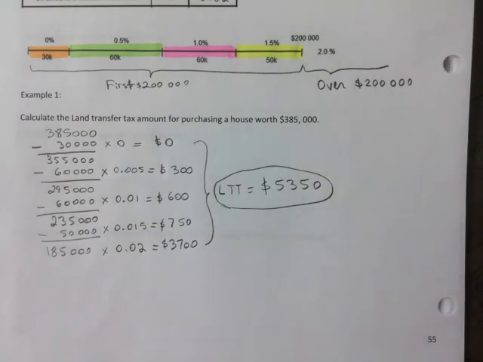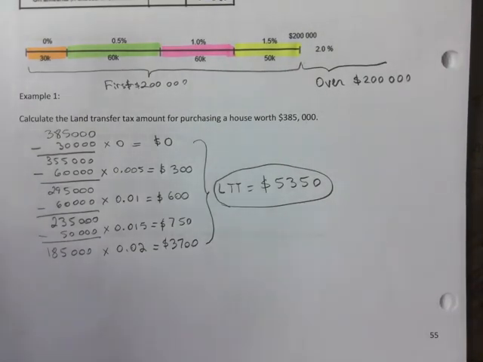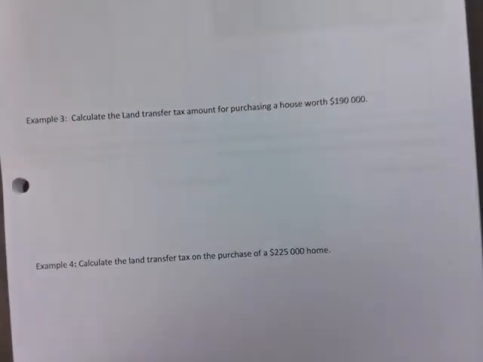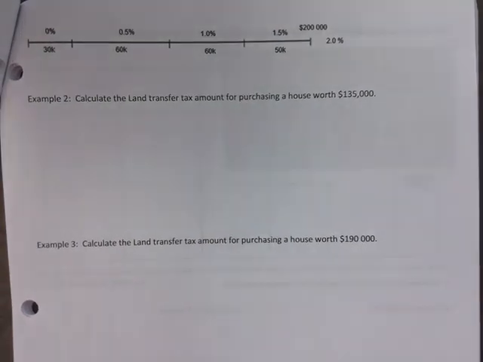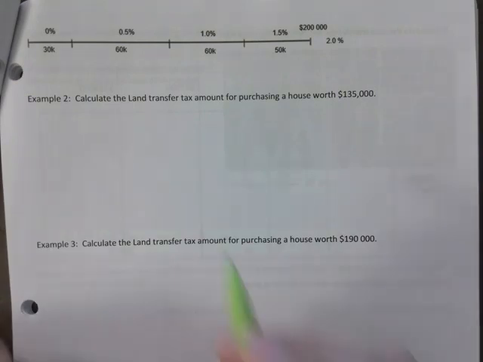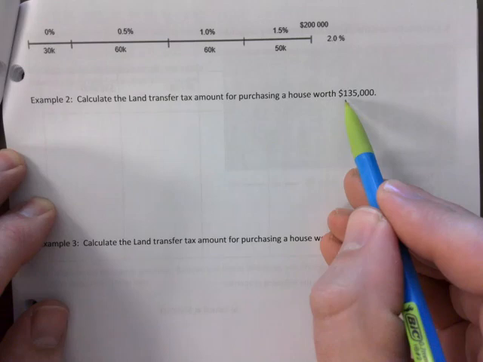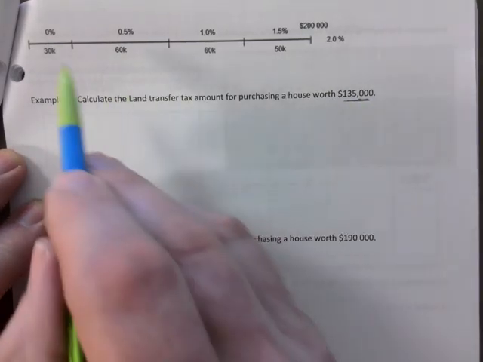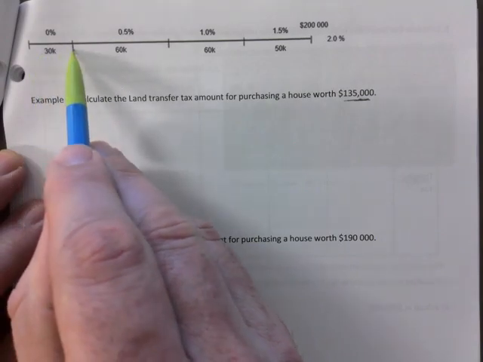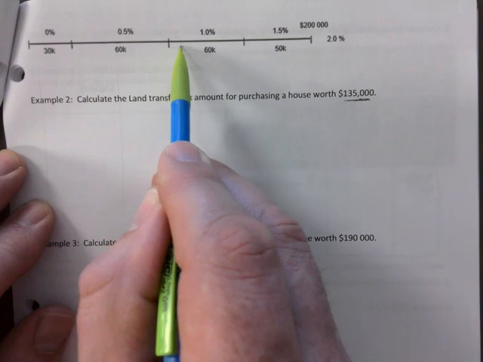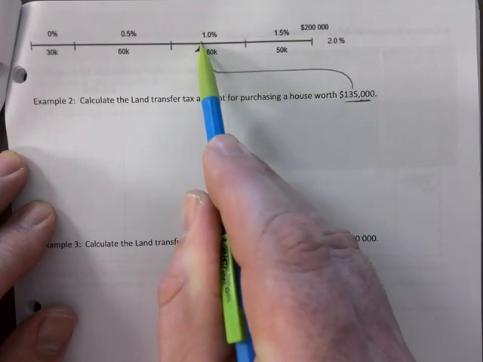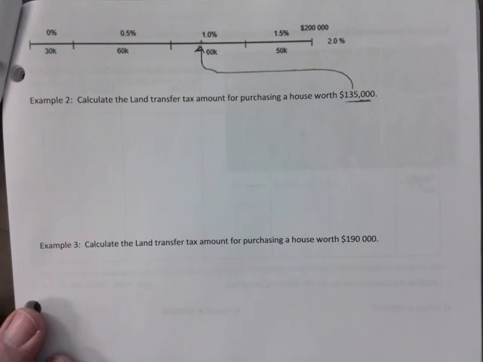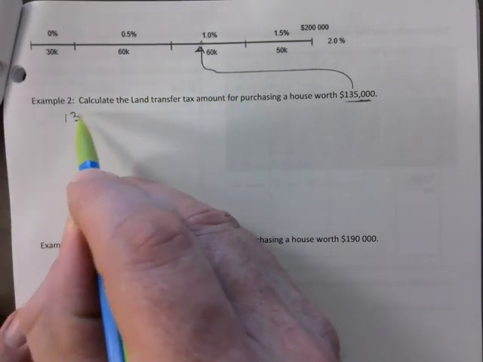One more example and then I'm going to hand it over to you. Okay, one more example. This is the one where we don't go over 200,000. I'm going to be a little faster on this one. Okay, calculate the land transfer tax for purchasing a house at 135,000. Let's look at our number line. Where would that fall? 30 and 60 is 90, right? 135 is right about there somewhere. Okay, so this number is somewhere in here, in that chunk. So we're gonna figure out what the taxes are. So this is gonna be a lot faster.